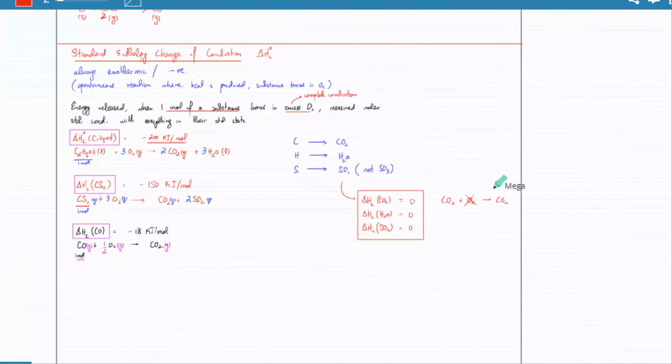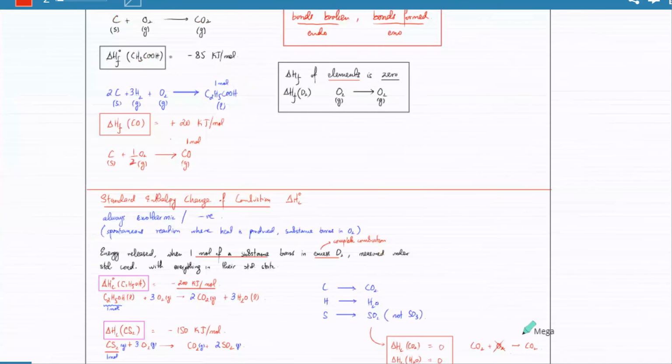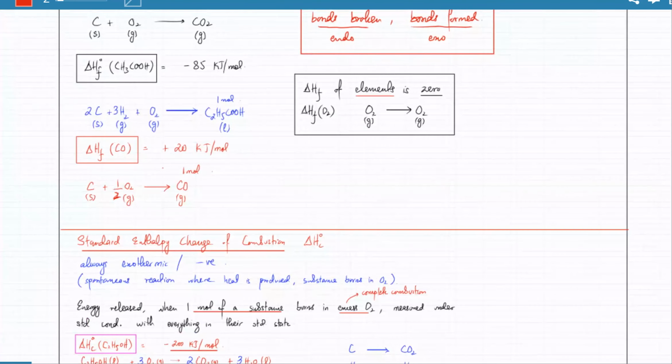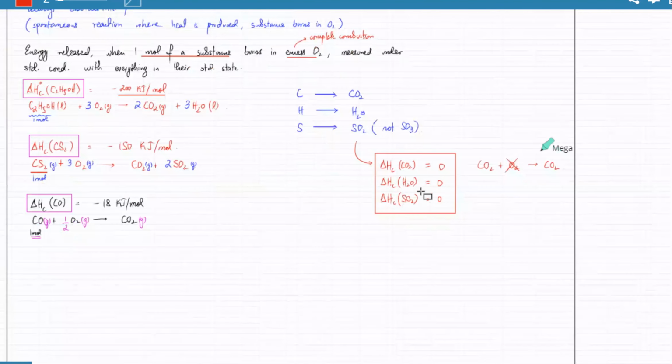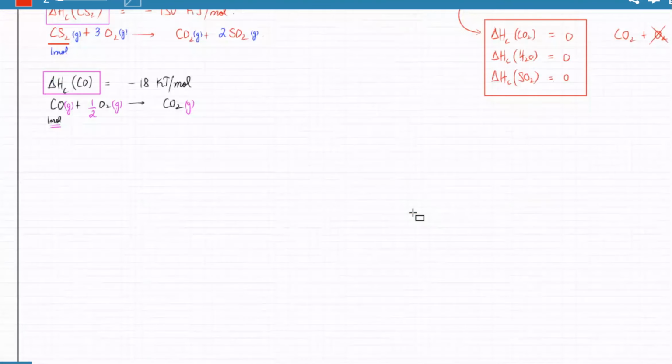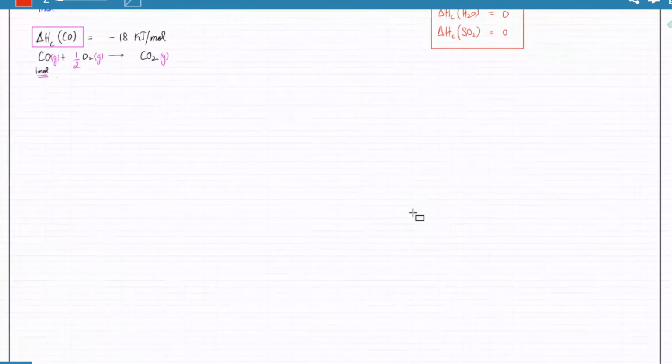Achha, one thing is to remember these two. The enthalpy of formation of elements is zero always. No one is going to tell you, you just have to know that. It won't be mentioned anywhere in the question. And the enthalpy of combustion of carbon dioxide or water or SO2 is also zero. Now, there's another thing.